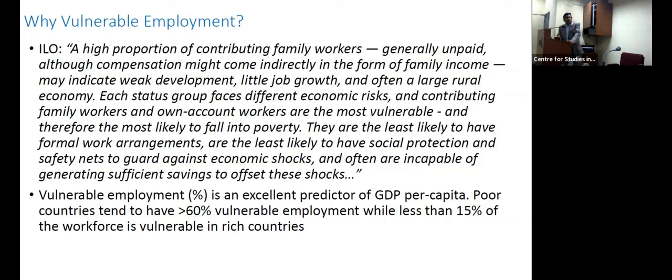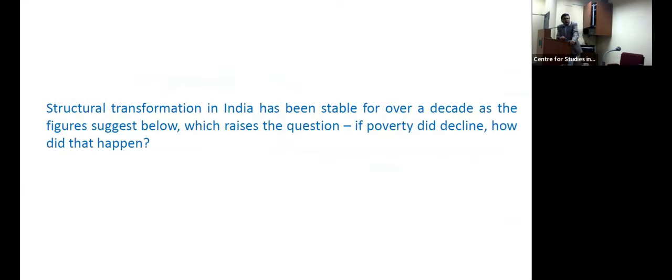And vulnerable employment also statistically happens to be an excellent predictor of GDP per capita, and also turns out to be a predictor for poverty. Poor countries tend to have 60% or more vulnerable employment, while less than 15% of the workforce is considered vulnerable in developed countries. Okay. So essentially, what I'm going to show for the next set of slides with some figures is the structural transformation.